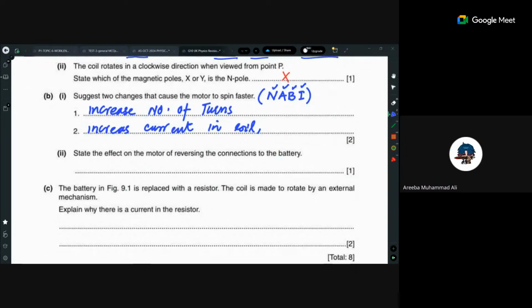Yes, sir. Okay, then state the effect on the motor of reversing the connections of the battery. So when the current is reversed, I told you the force is reversed by either B or I. So you are reversing the current, so force will be reversed. So direction of motion will be reversed. Is it? Direction of motion will be reversed.